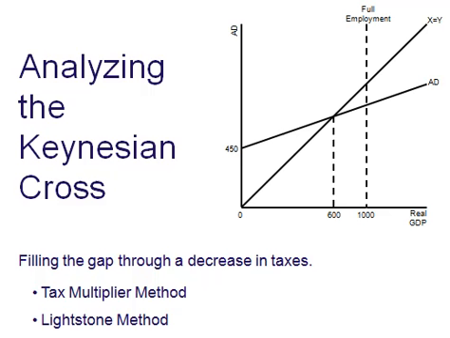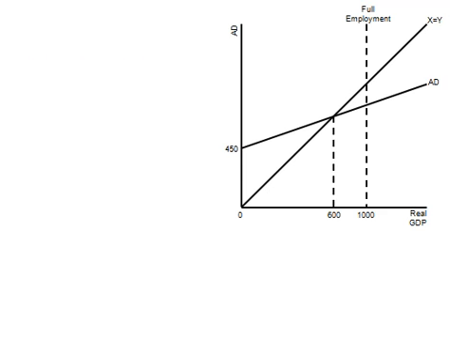First, we're going to look at the basic tax multiplier method, and then we're going to look at a little method that I'm just comfortable with, so I'll call it the Lightstone method. All right, first, filling the gap using the tax multiplier. Now, we've learned the tax multiplier as a formula that looks like this. So right here, we've got a gap of $400.